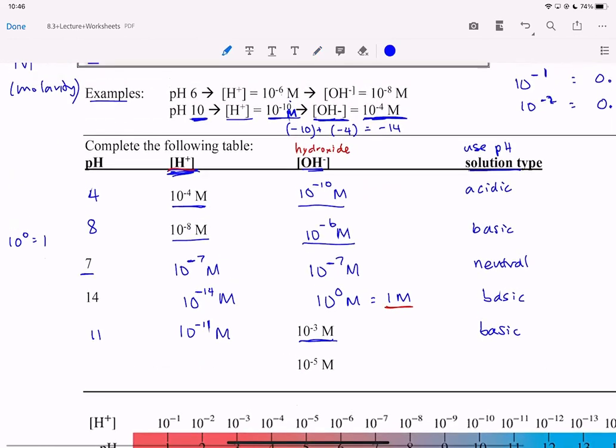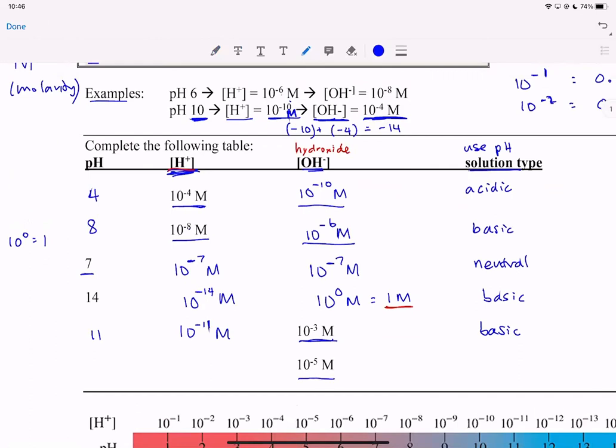Moving this up a little bit. The next one is 10 to the minus 5 molarity for the hydroxide. Working backwards from there, the hydrogen is 10 to the minus 9. And then that means the pH is 9. A pH of 9 is greater than 7, so that's a basic solution. Okay, so these are pretty straightforward, right? And you can do these without a calculator.